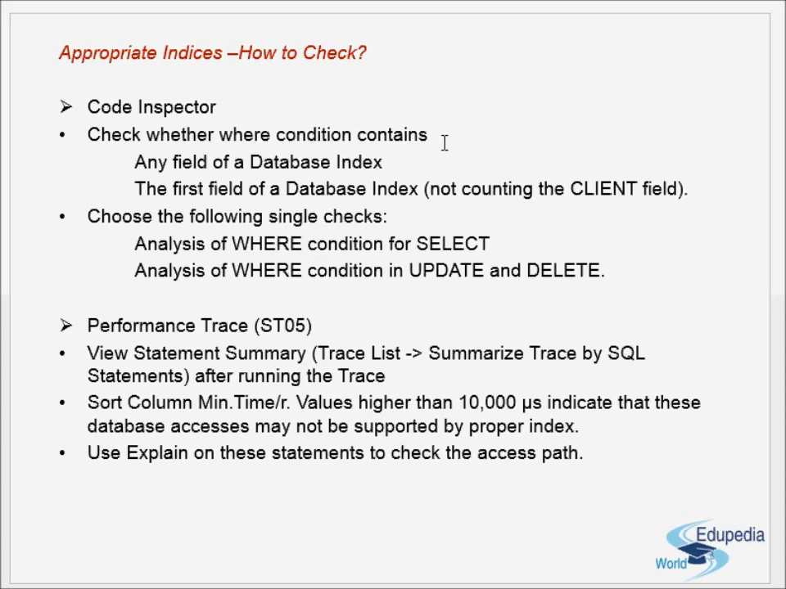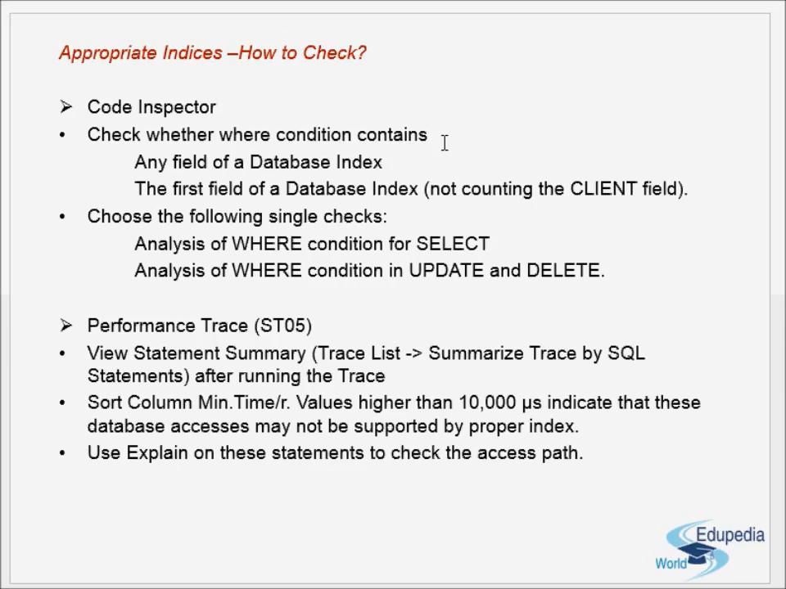So the first one is the code inspector, where we check where the where condition exists. It can belong to any field of the database index, and the first field of the database index, not counting the client field. And the other one is analysis of where condition for select and analysis of where condition in update and delete. What type of statement it is, select, update or delete.